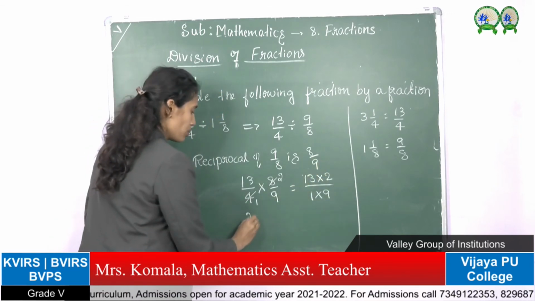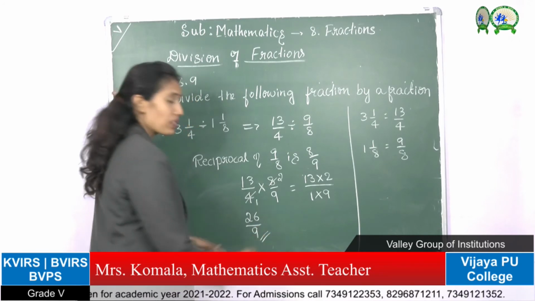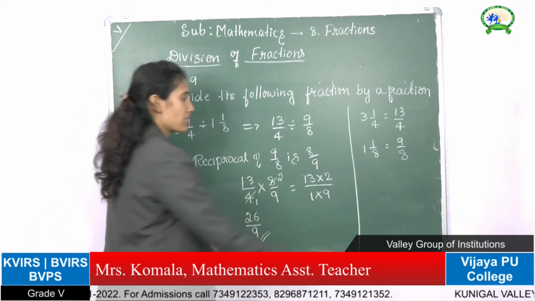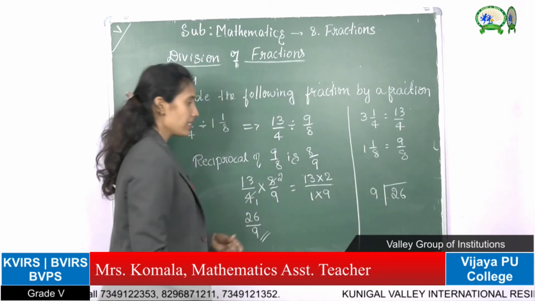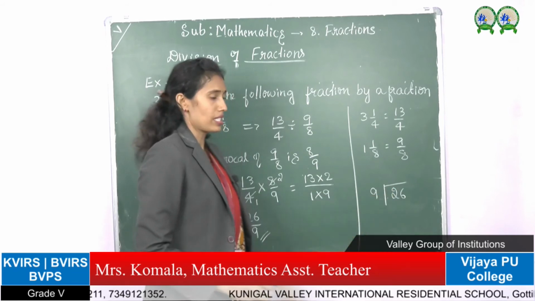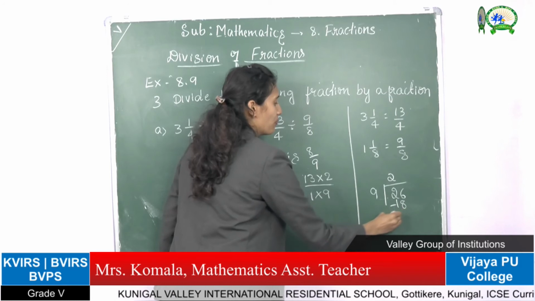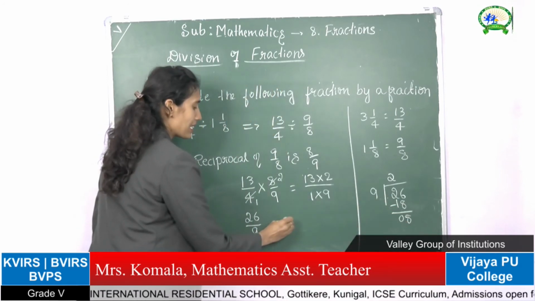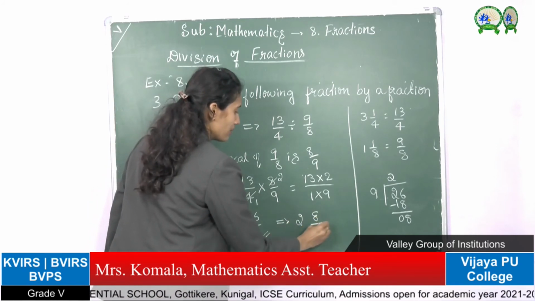So 13 twos are 26 divided by 9 ones are 9. This is the answer in the form of improper fraction. Now let us convert this into mixed fraction. Which is the nearest number or equal number in 9 table for 26? 9 twos are 18. How much remains? 8. So we can write it as the mixed fraction 2 into 8 by 9.